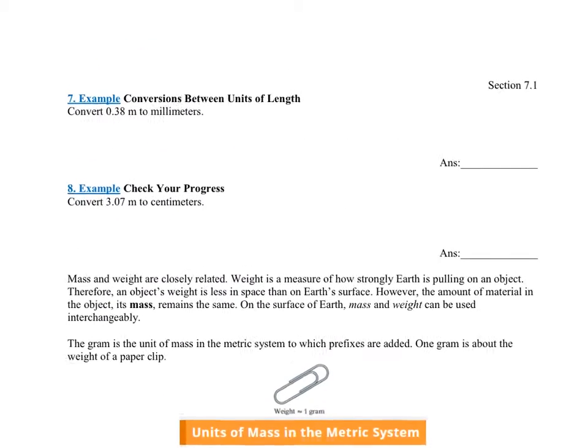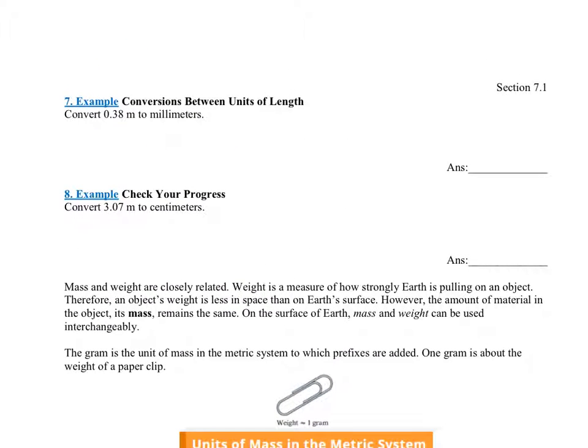Let's do some examples of our own now. Look at example 7 here. It says convert 0.38 meters to millimeters. So remember what that is. It's King Henry died. Base unit here is meters. Drinking chocolate milk. And I'm adding an M after every single one of those.